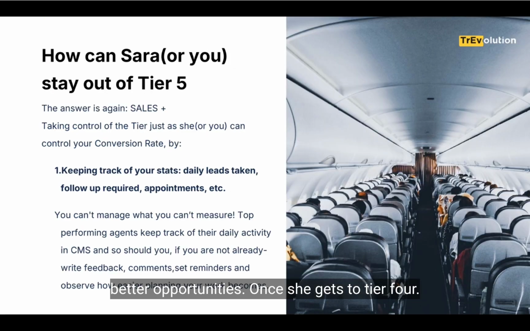Once she gets to Tier 4, Sarah wants to make sure to improve her performance and tier even further, and for that she needs to make more sales, but also to take control of her tier and conversion rate. She can do it by planning and controlling her daily activity by taking note of leads taken and leaving feedback in the CMS request, do the follow-up required, and set appointments.